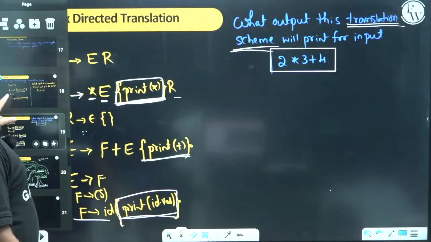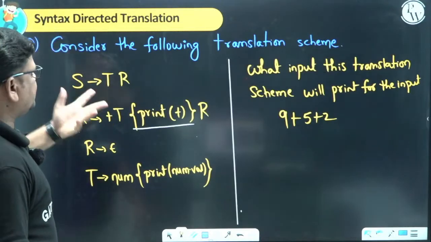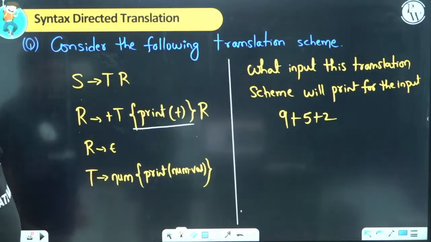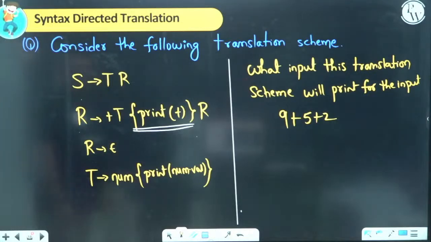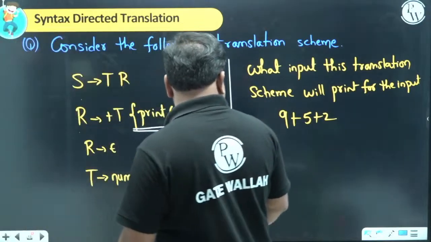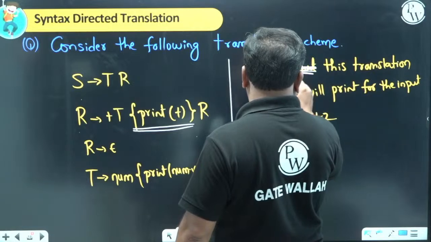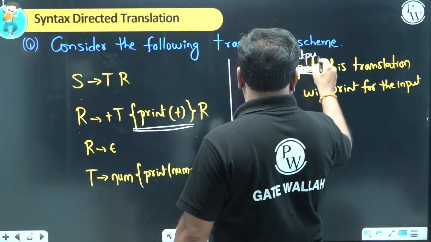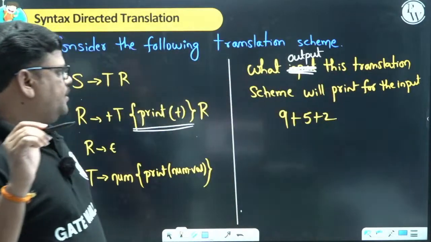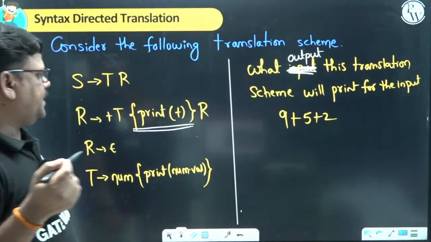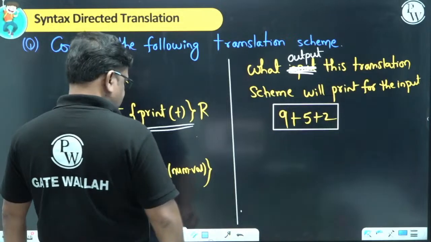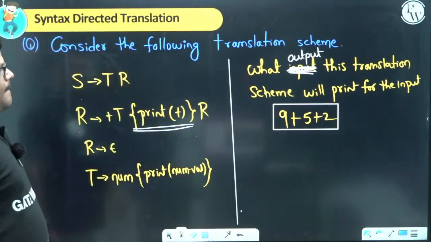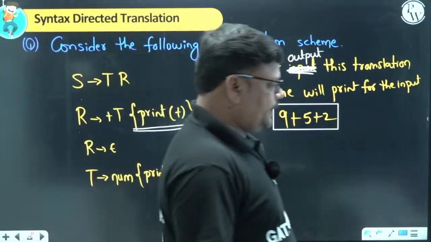If you want, some students are asking for homework, you can take this question as homework. This is also one of the GATE questions. This is SDT. In this also rule is there in the middle. So what output will this translation scheme print for the input? This is the input here: nine plus 5 plus 2, okay?